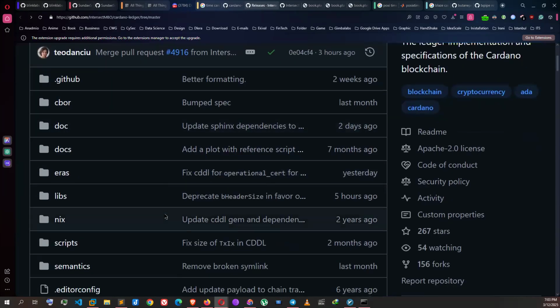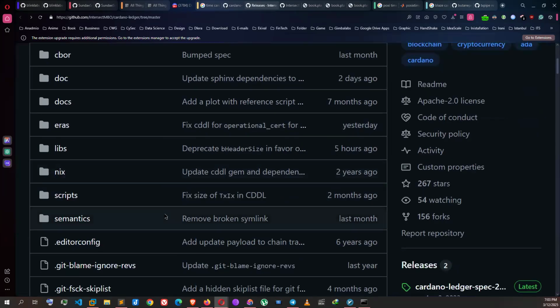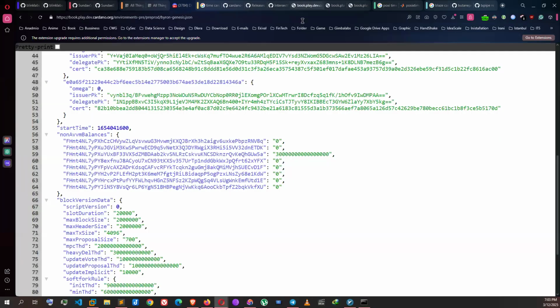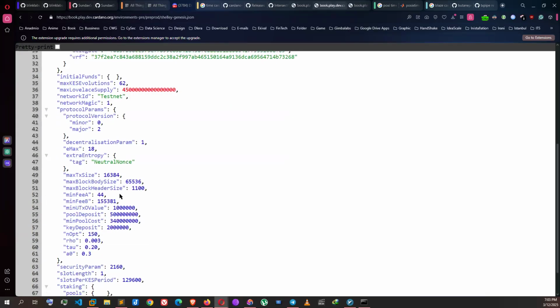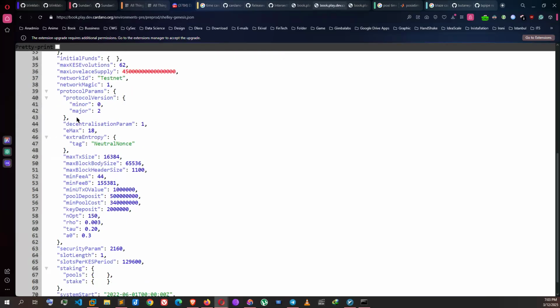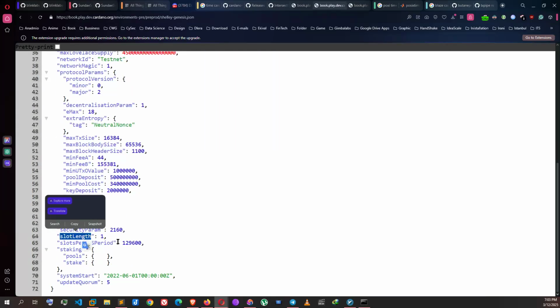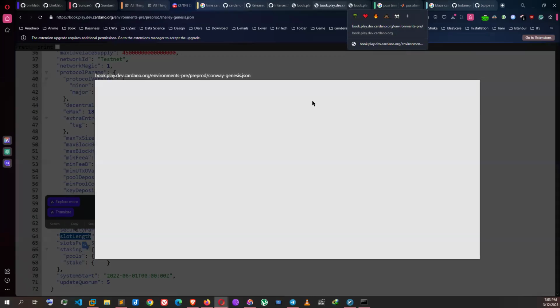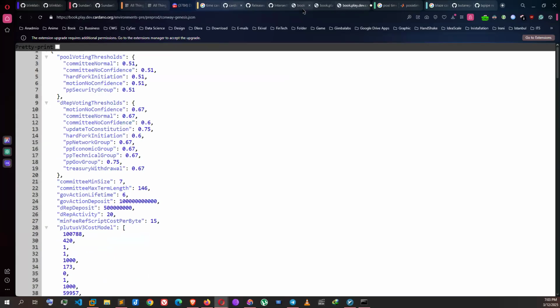The main point that we were trying to stick to was time. You could see in those Genesis files, it had things like the amount of time per slot, like a slot duration. And they've changed even what they meant: here our slot length is in seconds, and in Byron it was in milliseconds.